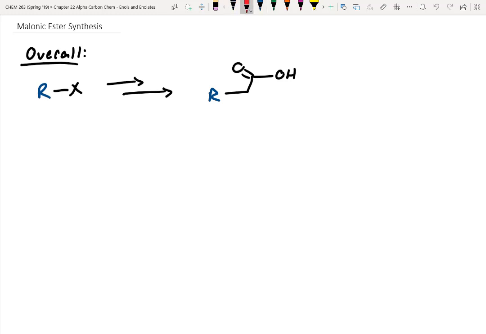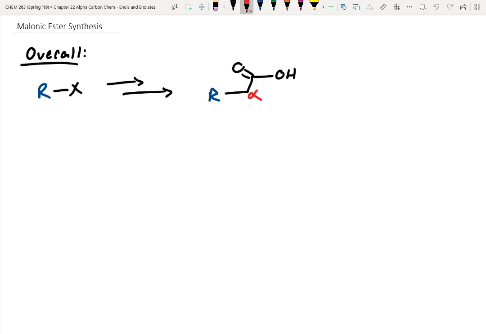So if you think about it, we've not only added a carboxylic acid, but we've added an additional carbon in addition to that carboxylic acid carbon. So it's a fancy way of thinking about it, but it makes sense, right? This is the alpha position to the carboxylic acid. So really this is a fancy way of alkylating alpha positions to carboxylic acid.